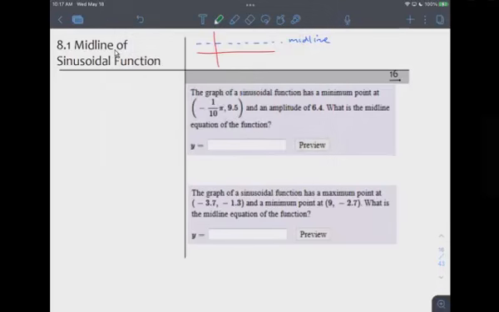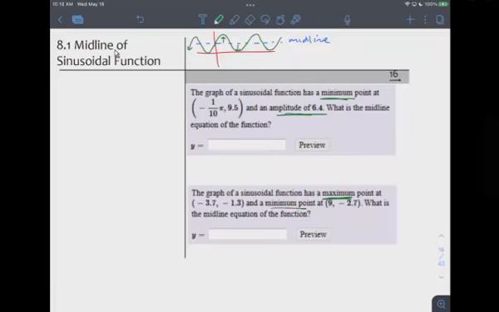Your graph is going to oscillate back and forth from this midline, going up 1 amplitude and down 1 amplitude. So the distance between the midline and the maximum point or the minimum point is your amplitude. When you're finding the midline from a set of points, you might be given a minimum, a maximum, an amplitude, or the actual midline, and you need to find one of those pieces of information.